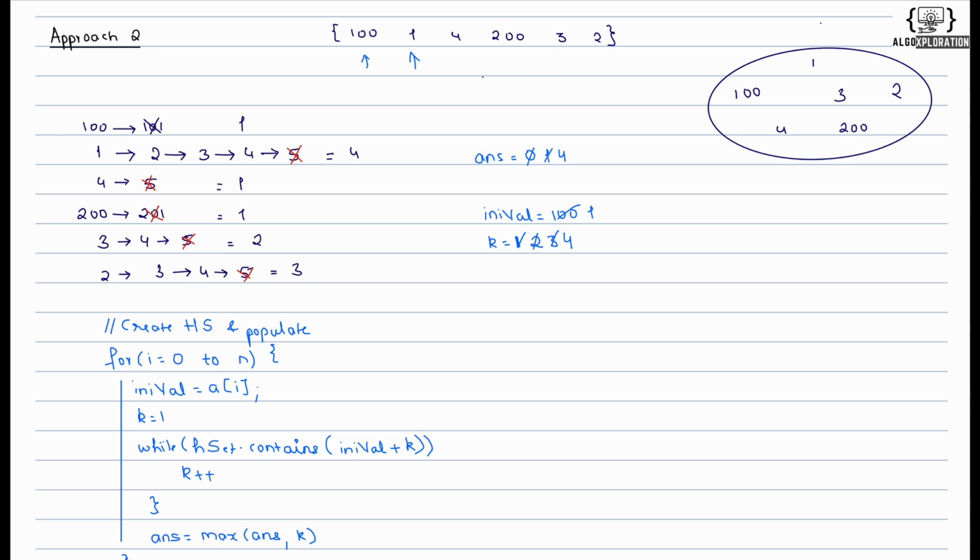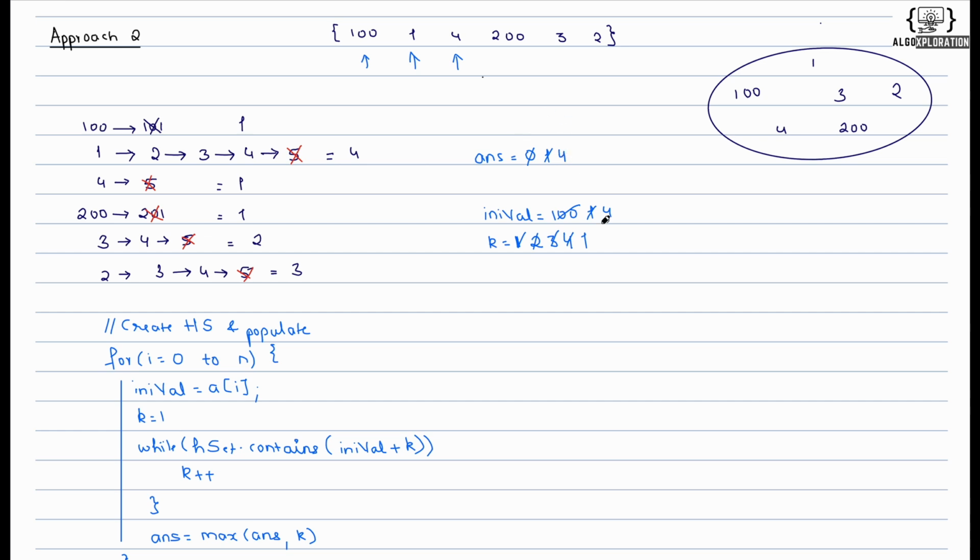Then I'll be moving forward, in which the value of i will be 2 now, which is pointing to 4. So the initial value will be 4 and the value of k will be 1 now. Now check using the while loop whether initial value plus k is present in the hash set. I can see that 4 plus 1, that is 5, is not present in the hash set. So I'll not go inside this while loop, simply I'll run this statement. Here we can see that the previous answer is 4, now the value of k is 1. Which one is maximum? 4 is maximum, so I'll not update.